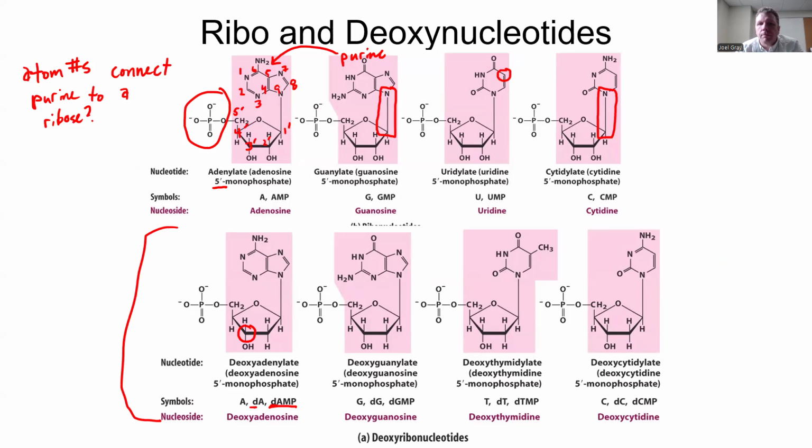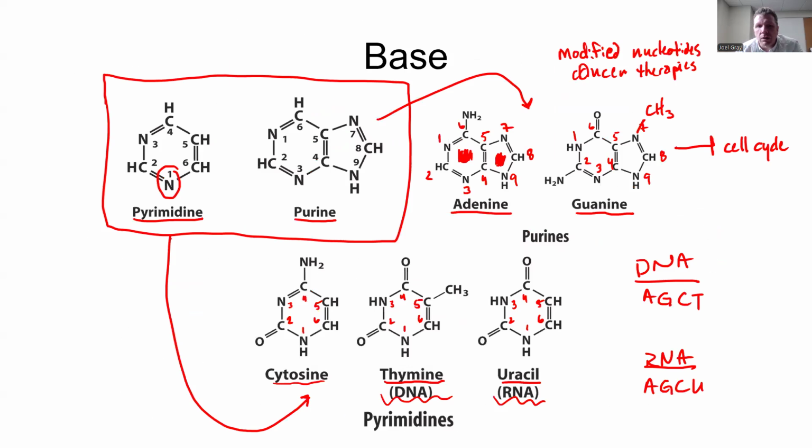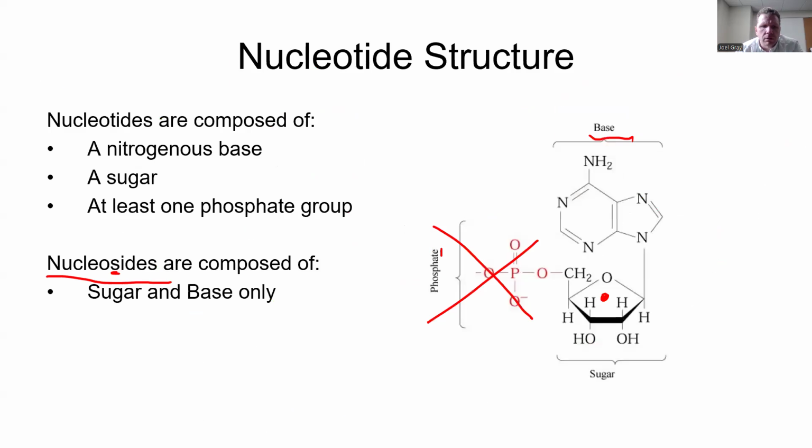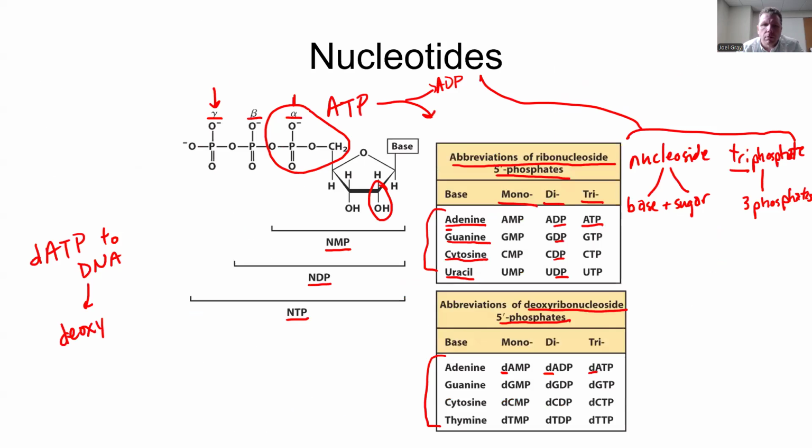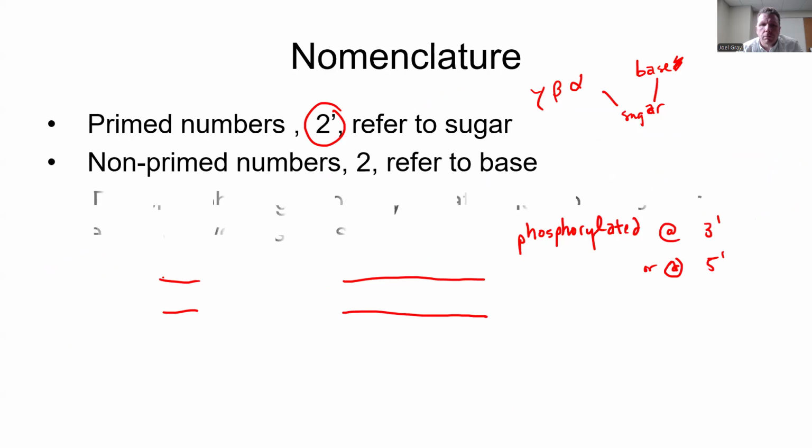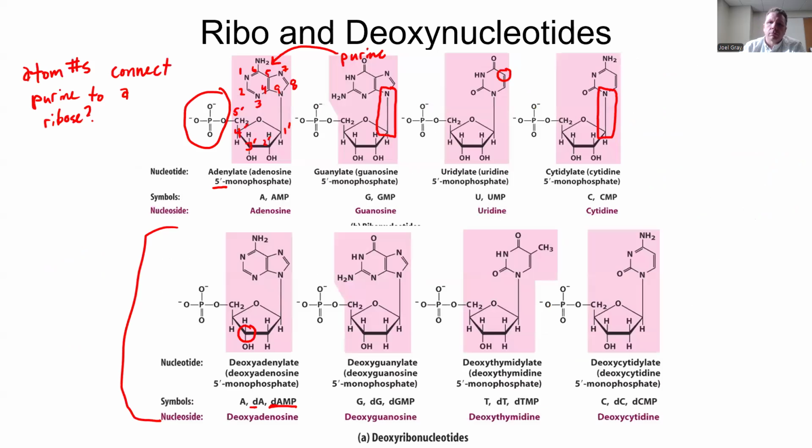The most common naming convention, like I said previously, is nucleoside plus the name of the nucleoside, which would be here adenosine, guanosine, uridine, cytidine, plus that phosphate.